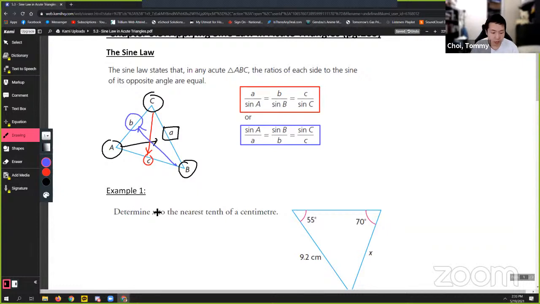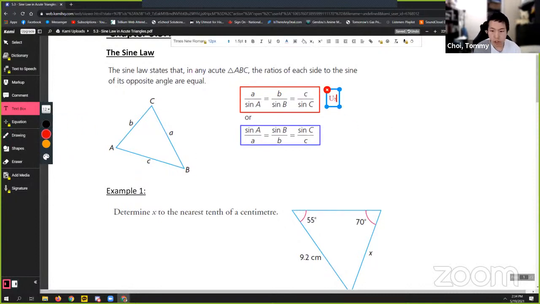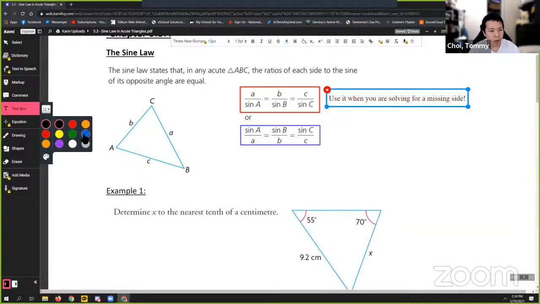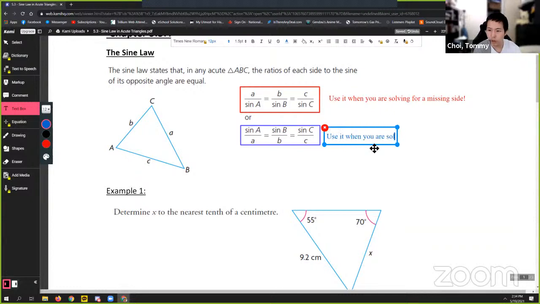Now, once we have that down, we get to our two formulas. Why do we have two? Well, that's a good question. For the top one, use it when you are solving for a missing side. And for the bottom one in blue, whoopsies, that's red. And then in blue here, use it when you are solving for a missing angle.